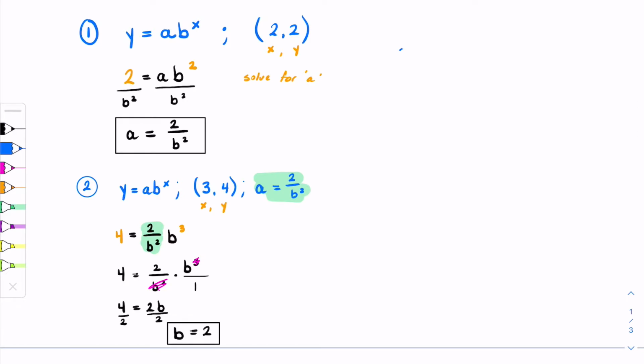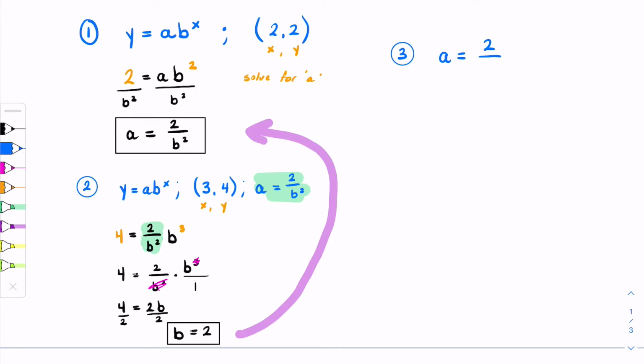Okay, step 3. Step 3 tells us to substitute our value of b back into the original function, back into the value of a you found in step 1, and solve. So that is telling me to take our a value, which is equal to 2 over b squared, and substitute the fact that b is equal to 2 back into this function.